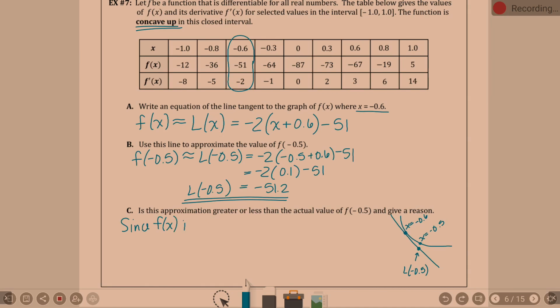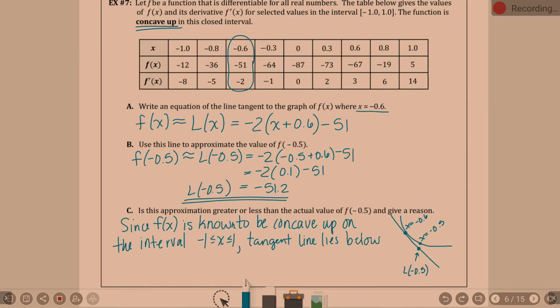Since f of x is known to be concave up on the interval -1 less than or equal to x less than or equal to 1, the tangent line lies below the curve, and the approximation is less than the actual value.